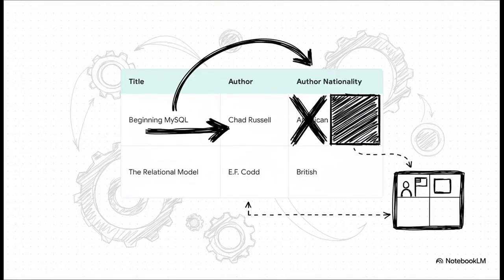Look here, the primary key is the title. The author depends on the title, which is fine, but the author nationality doesn't depend on the book's title, does it? Nope, it depends on the author. So you get this indirect chain. The title determines the author, and the author determines the nationality. That's a transitive dependency. To fix this, you'd move author nationality into its own authors table.